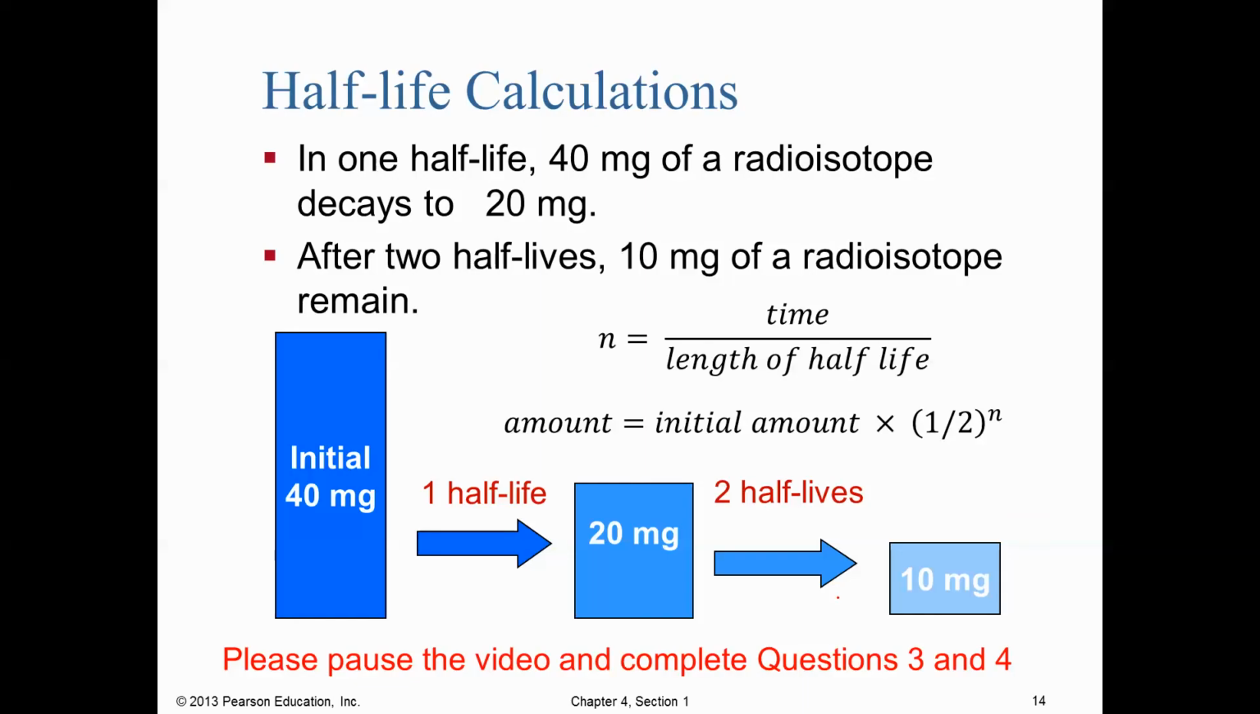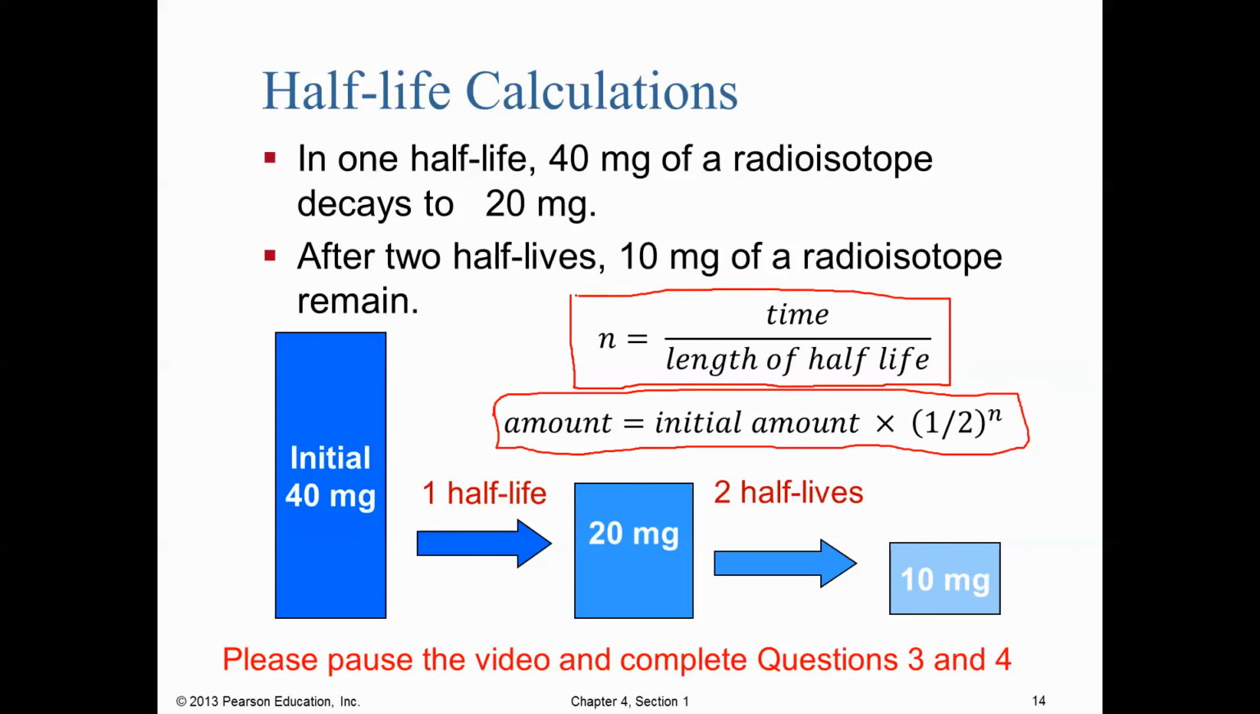So how do we do half-life calculations? Well, I have a couple equations right here. Our amount of material at any given time is going to equal our initial amount times 1/2 to the n power. And what n represents is our number of half-lives. So that's going to be our time that has passed divided by our length of our half-life. So for example, if we're talking about that iodine-131, our length of the half-life would be 8 days, and our time would be however much time had passed in days.